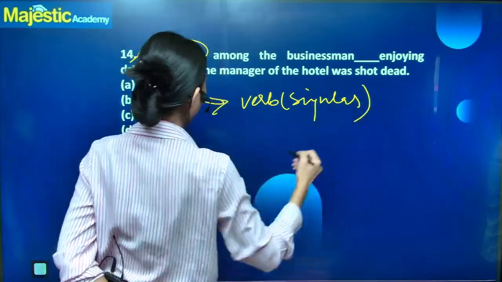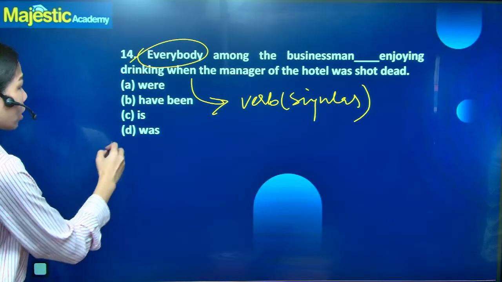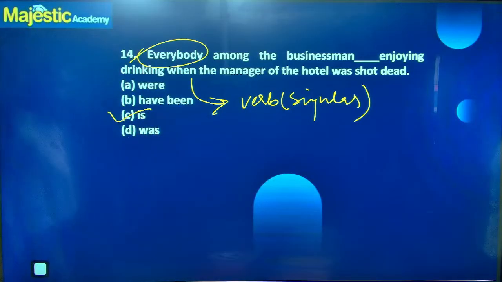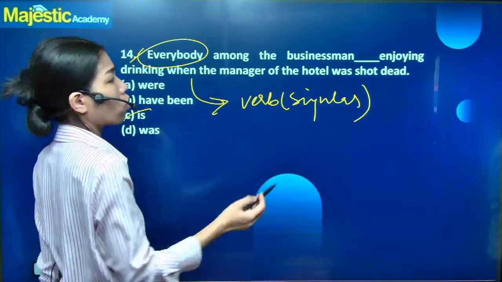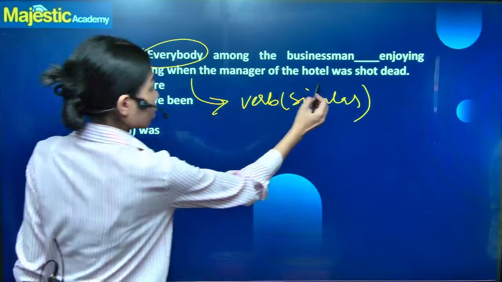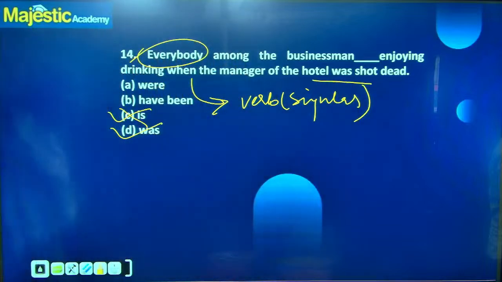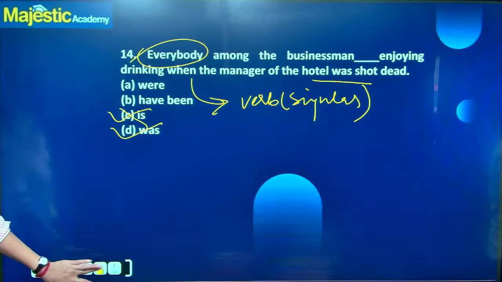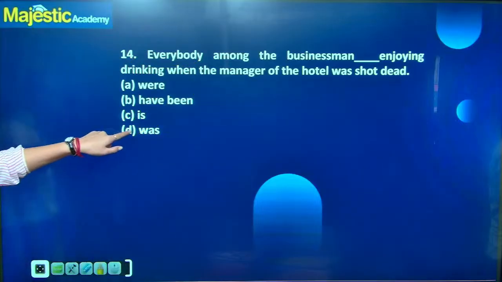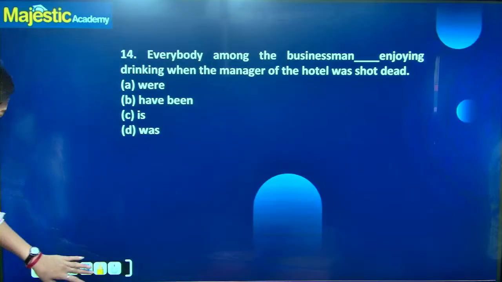If we look at the options, we have only one option that is singular, and that is "is". So the answer should be: everybody among the businessmen is enjoying drinking when the manager of the hotel was shot dead. Okay, but the sentence is in past tense, so the answer is option number 4, not option C. It should be "was", because the sentence is in the past tense, so we have to write "was", not "is".